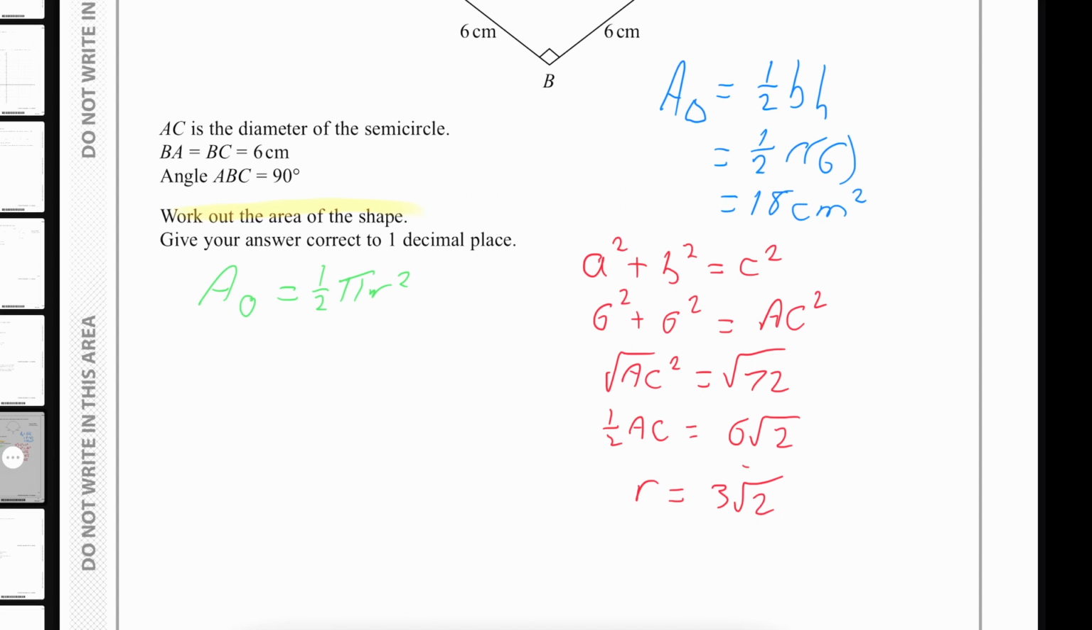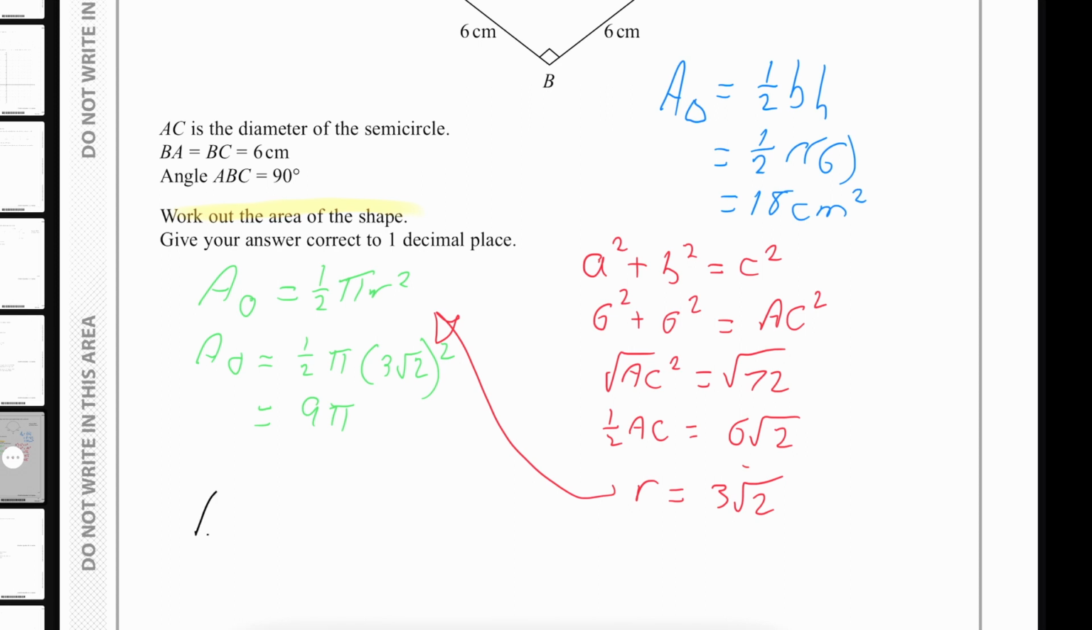And now I can just plug that straight into my formula and carry on working out the area of my circle. So that's a half pi, and I'm going to plug in 3 square root 2. Please remember to use brackets so that when you're using your calculator, it doesn't misunderstand what you're wanting it to do. Putting all those together, we get 9 pi. Fantastic, but don't get carried away.